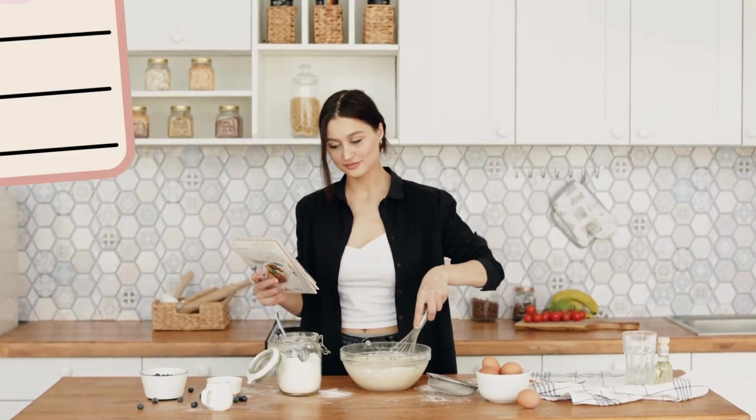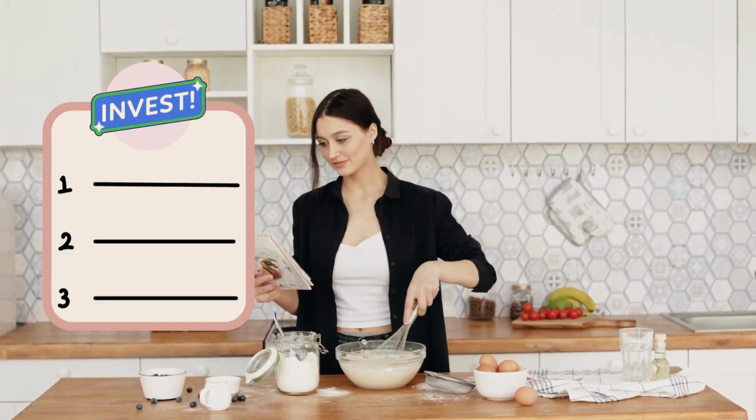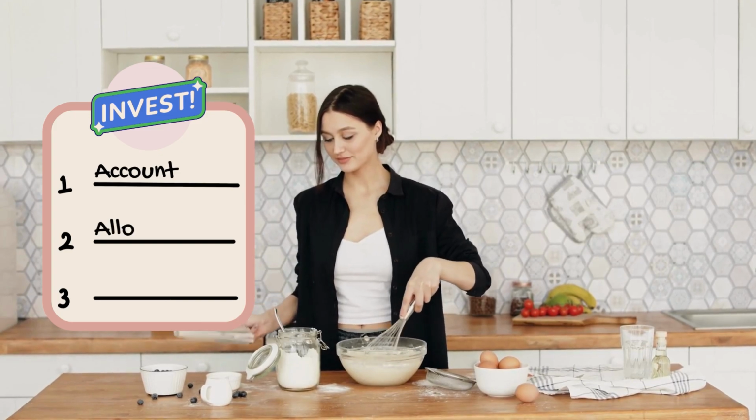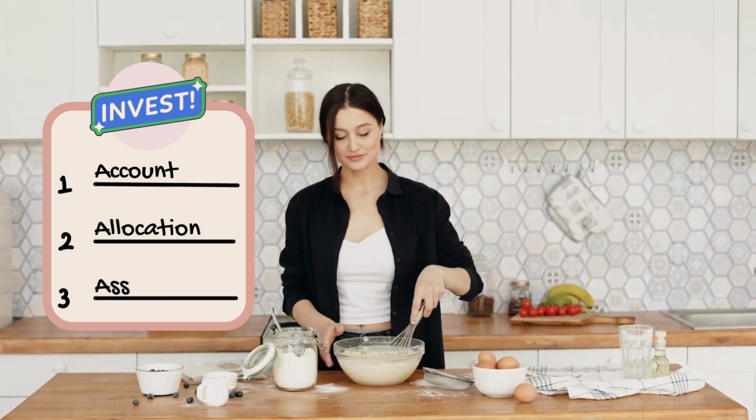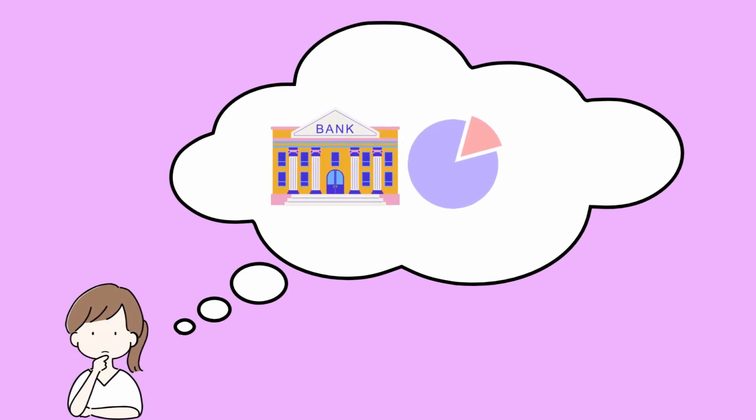There are 3 things anyone needs to start investing: the right account, the right asset allocation, and then some actual assets to buy. Let's break down each of these in more detail so you can understand what they mean and what each one might look like for your own unique situation.